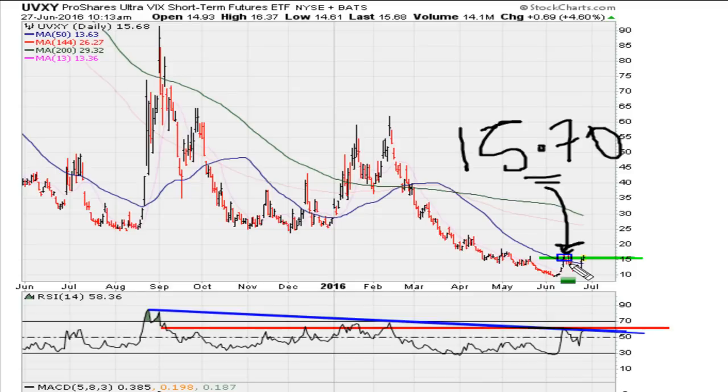So above 15.70, this instrument is bound to move higher. Below this number, which is the recent daily closing high, this instrument struggles because of these two lines showing resistance right now.